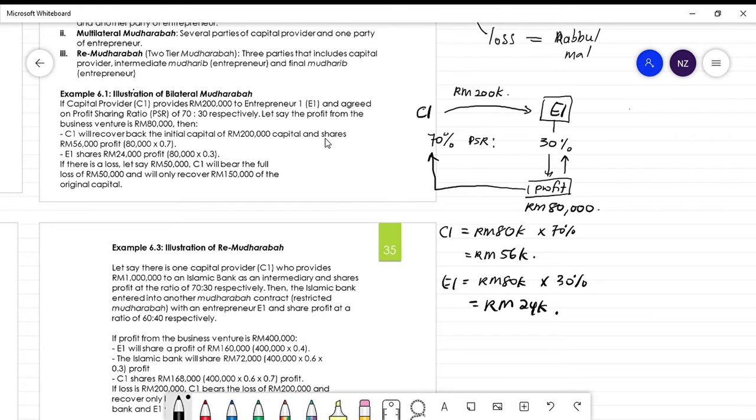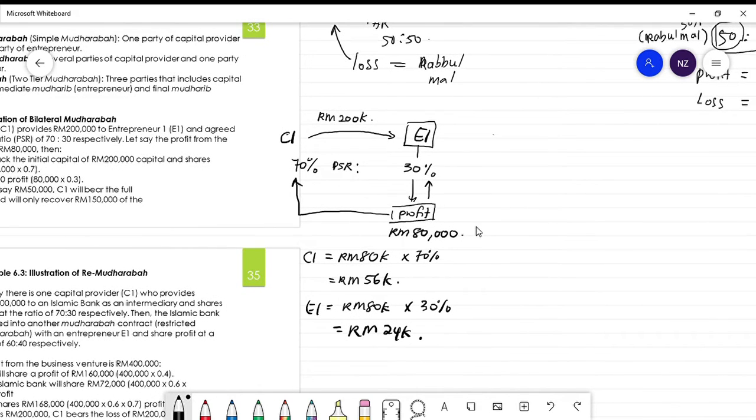And then dia kata dia akan share atau dia dapat profit 56k. And as for E1, dia akan dapat 24k profit. Sama macam yang kita dah kira tadi lah. And dia kata if let's say dia ada losses, let's say loss dia is 50,000. Okay, let's say dia the E1 tadi tu dapat loss. So macam saya cakap, loss ni akan hanya di-bear by the rabbul mal kan. Okay, so loss ni tadi dia kata dia dapat 50k losses.